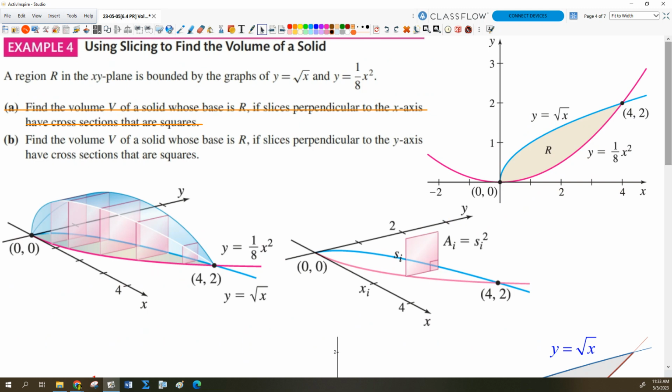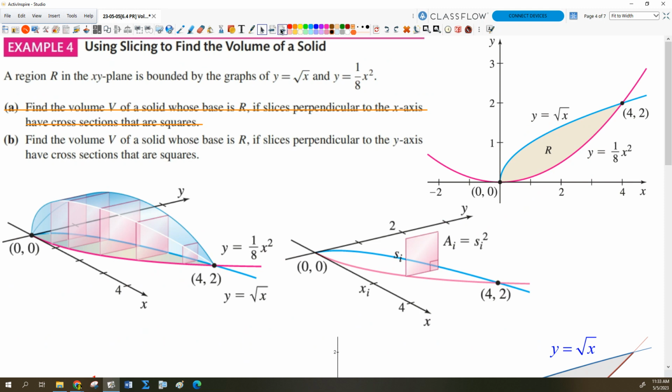solve for x, right? If I solve for x in the blue shape, I would just square both sides. I get x equals y squared, right? And that's just going to be the sideways parabola, okay? If I solve for x here, I would multiply by 8 and then square root. So I'd get x equals plus or minus the square root of 8y. Okay, and we'll just take the plus one.